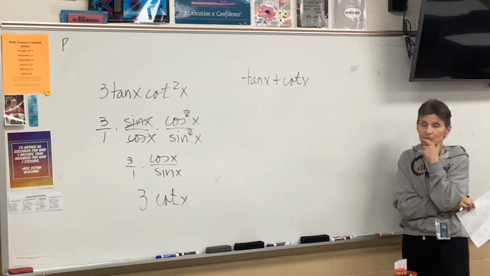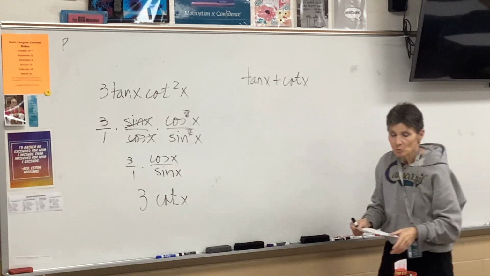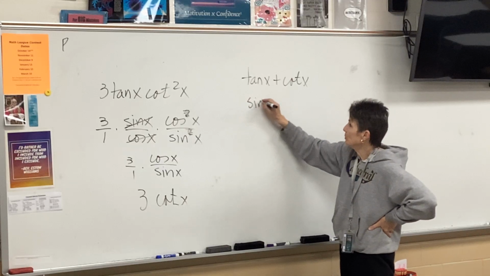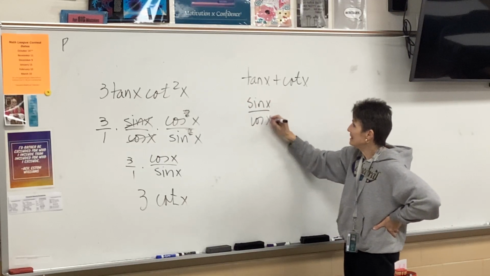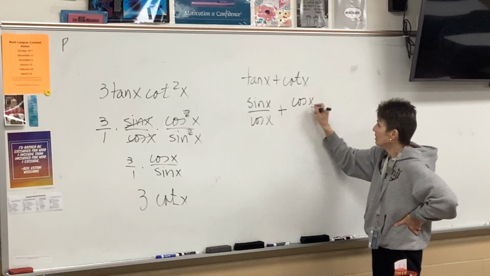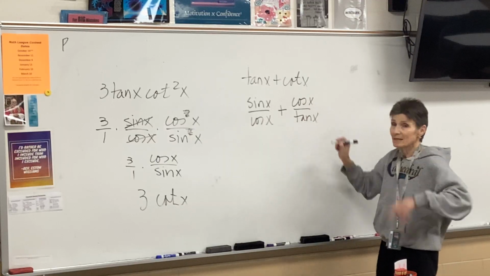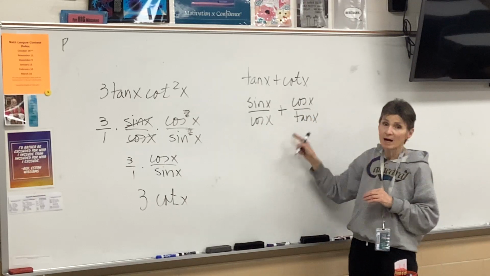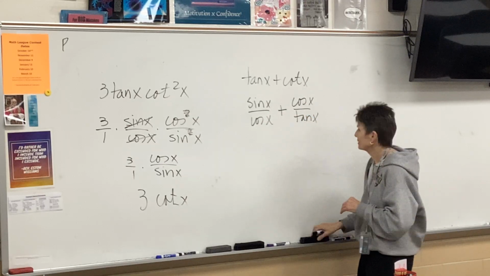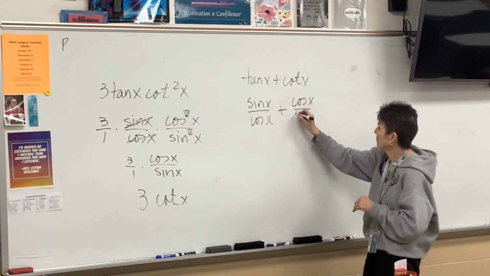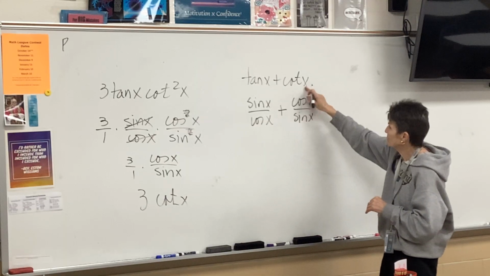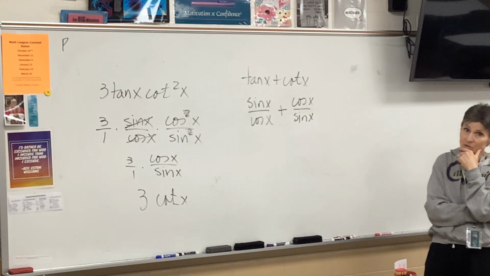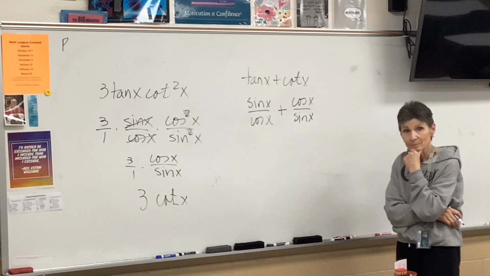This one's a little bit different because we are going to go ahead and change this into its fractions. The difference is, do you see it? What is the difference? The difference is this is not a times. If this had been a times, we could cancel. Cotangent is cosine over sine. We could cancel, but we can't cancel because of the plus.